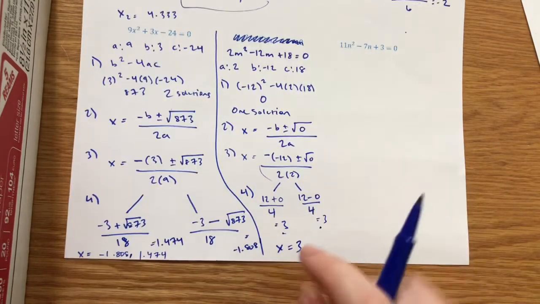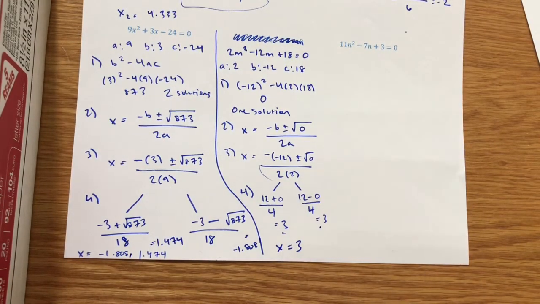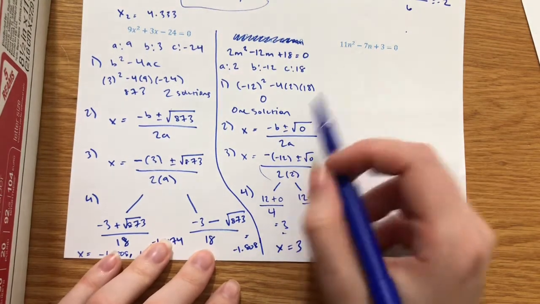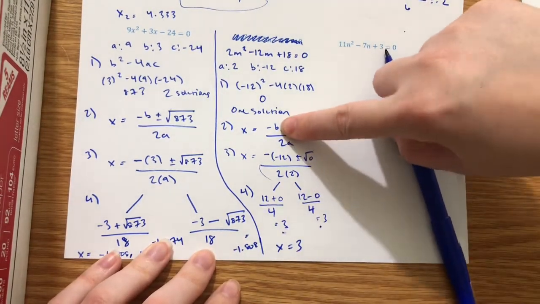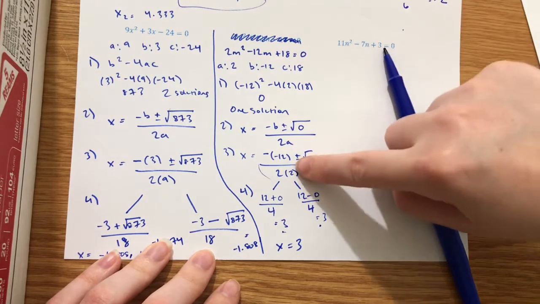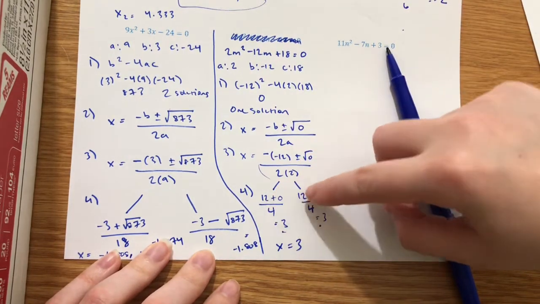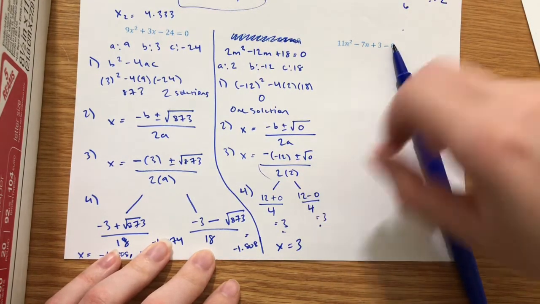So there's only one thing you'll need to type in or write on your quiz. And that really just comes from your square root piece just disappearing, right? It really ends up just becoming negative b over 2a because the 0 disappears. Like 12 plus 0 is 12. 12 minus 0 is 12. So, yeah.